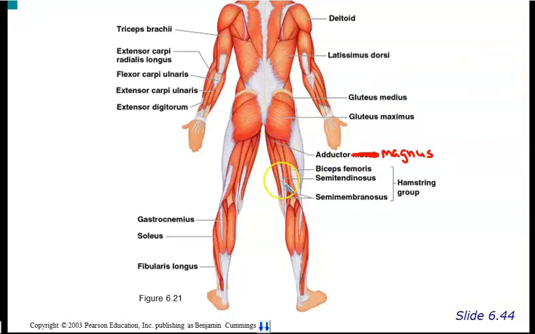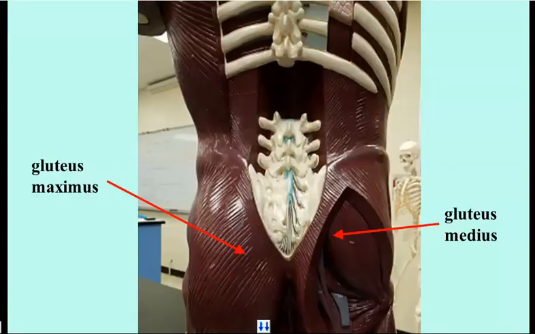So we're going to talk about your hamstring groups. You have three main hamstring muscles. And then we're going to go down and look at your calf muscle, which is your gastrocnemius. And then right underneath it is the soleus. And then you have fibularis longus that we'll look at as well. So again, pause that and we're going to go through these. Not too bad. It's just going to take some practice.